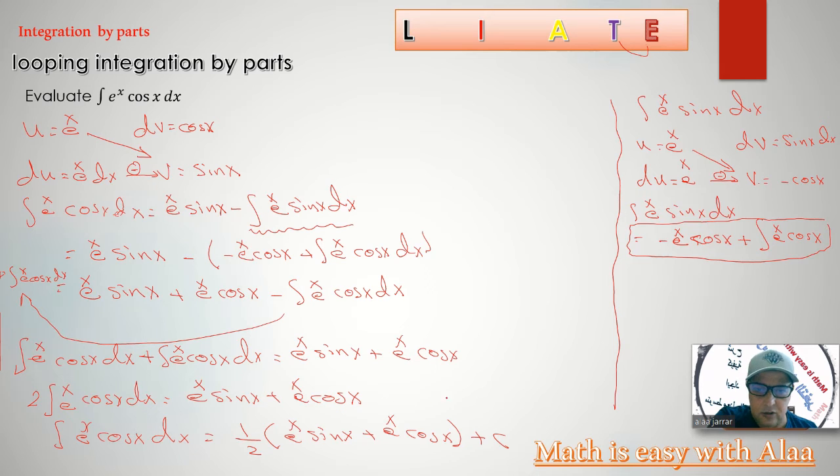We forgot here to put the constant. Let's put c1 plus c1. When we divide by 2, it will be c. This is if we take e^x as u and cosine x as dv.